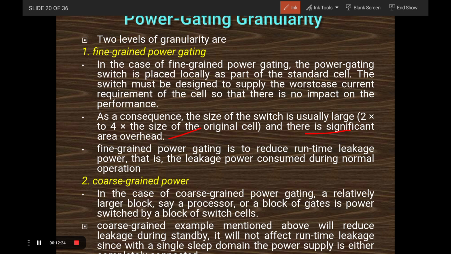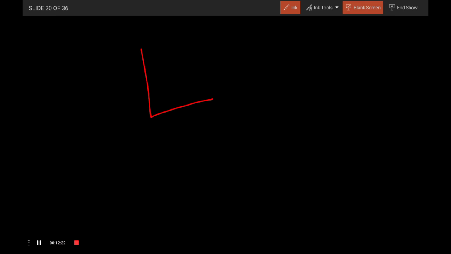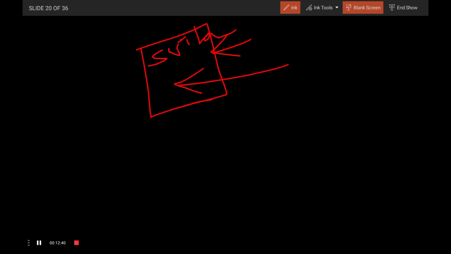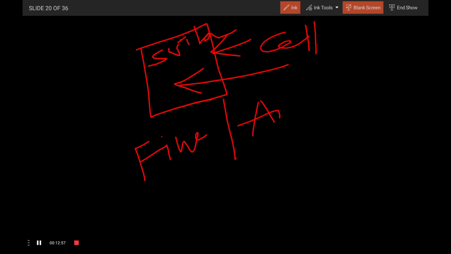So for fine grained operation, you simply have to remember one thing: the switch is placed within the cell. Let me explain on a blank slide. Let us consider this is a switch. The switch is placed within this, which is the overall cell. That means the switch is placed inside the cell. This is generally called fine grained granularity. The drawback is that if the switch is placed internally, the area also increases. That is the overhead problem in the case of the fine grained concept.